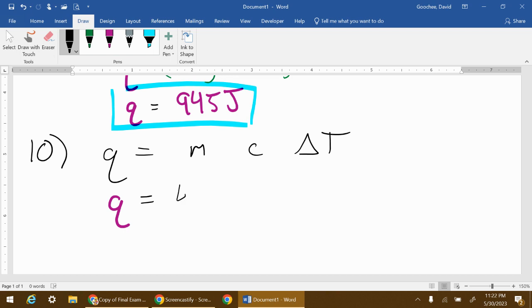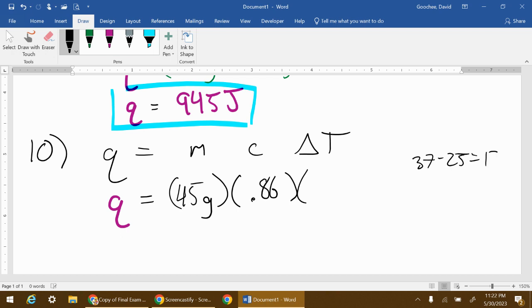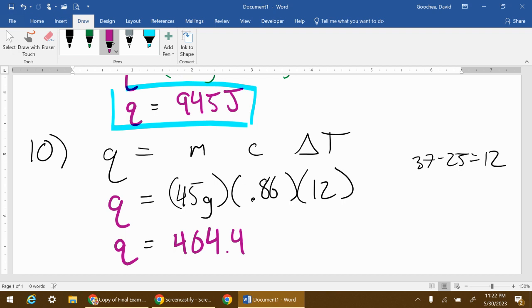All right, 45 grams, that's the mass. The specific heat of this substance is 0.86 joules per gram degree Celsius. And the temperature goes from 25 to 37. That's a 12-degree change. So how much energy did this substance absorb? 45 times 0.86 times 12. We got 464.4 joules. All right, there we go.